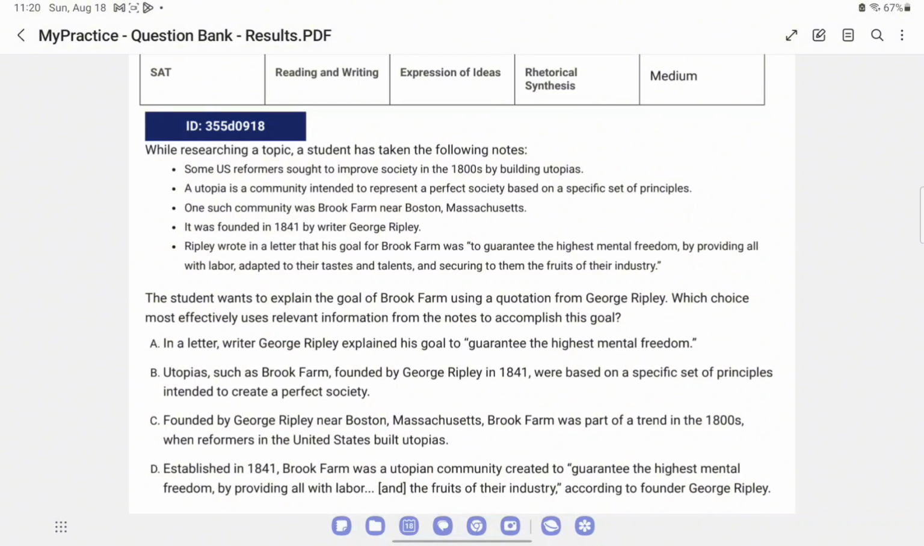Okay, C. Founded by George Ripley near Boston, Massachusetts, Brook Farm was part of a trend in the 1800s when reformers in the United States built utopias. Okay, but you're not answering the question because you're not explaining the goal using a quotation. D. Established in 1841, Brook Farm was a utopian community created to guarantee the highest mental freedom by providing all with labor and the fruits of their industry, according to founder George Ripley.